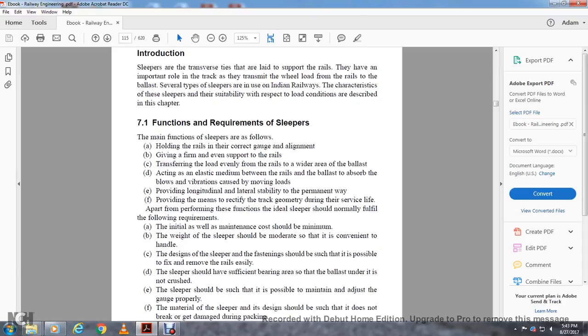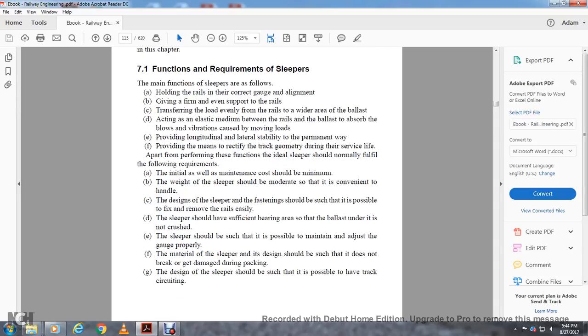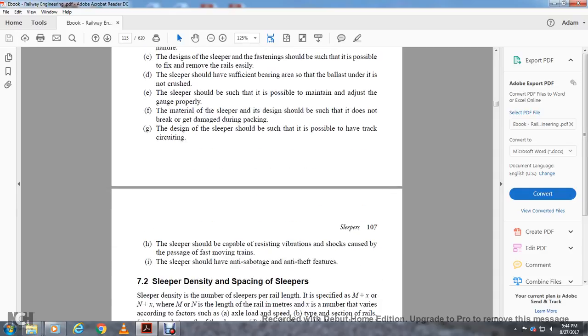The initial cost and maintenance cost should be minimum. The weight of the sleeper should be moderate, so that it is convenient to handle the design of the sleeper. The fastening should be such that it is possible to fix and remove the rails easily. The sleeper should have sufficient bearing area so that the ballast under it is not crushed. The sleeper should be such that it is possible to maintain and adjust the gauge properly. The design should be such that it does not break or get damaged during packing. The design of the sleeper should make it possible to have track circuiting. The sleeper should be capable of resisting vibration and shocks caused by the passage of the fastening and the movement of the train. The sleeper should have anti-sabotage and anti-theft features.